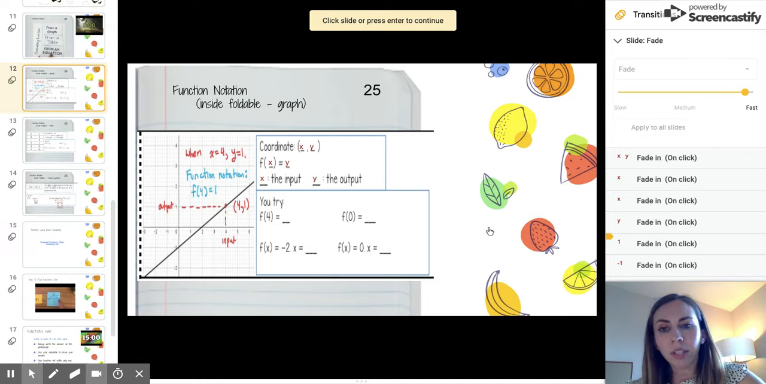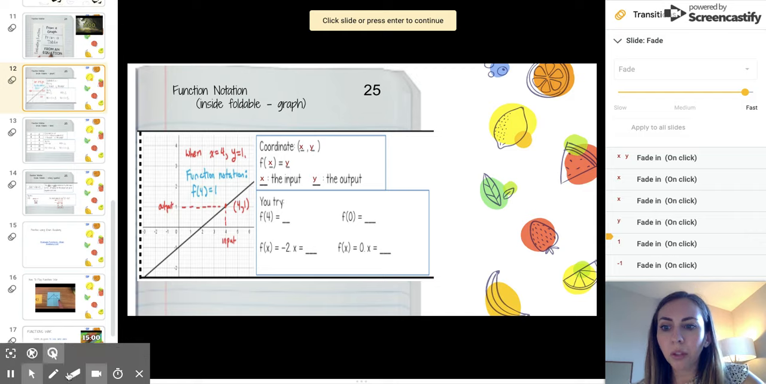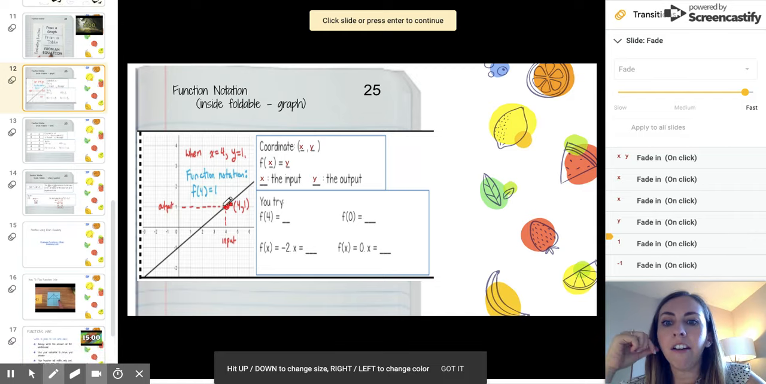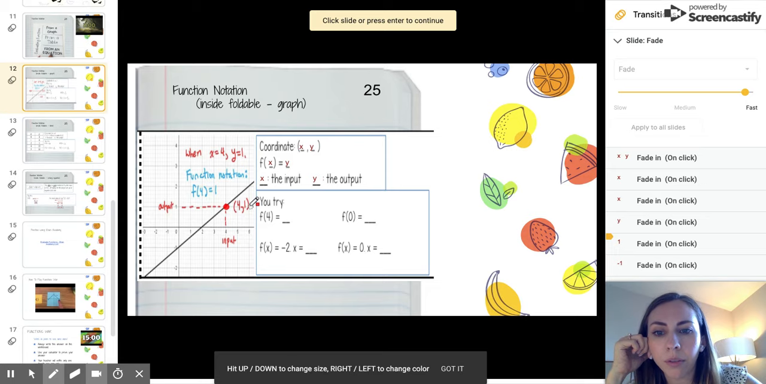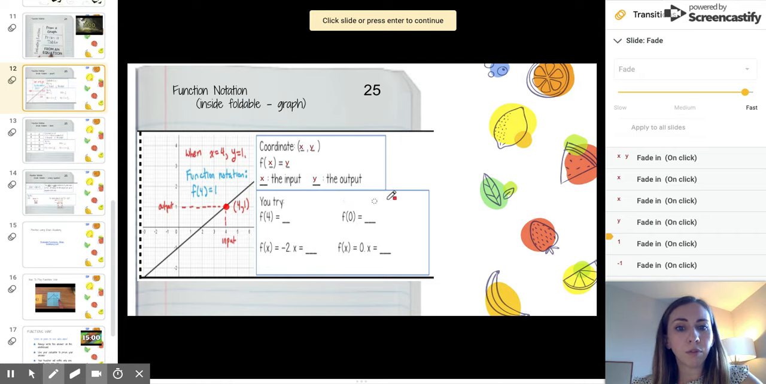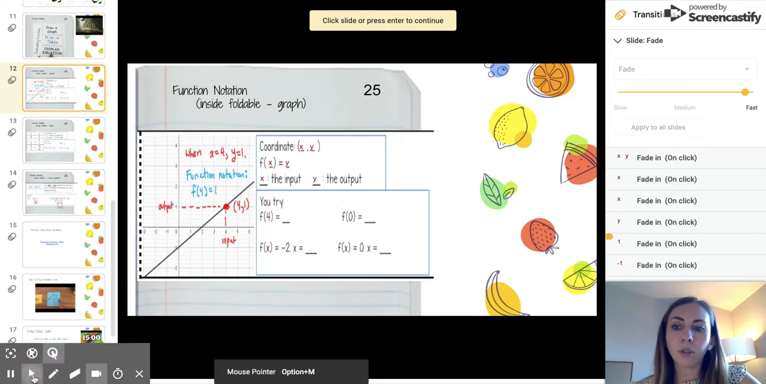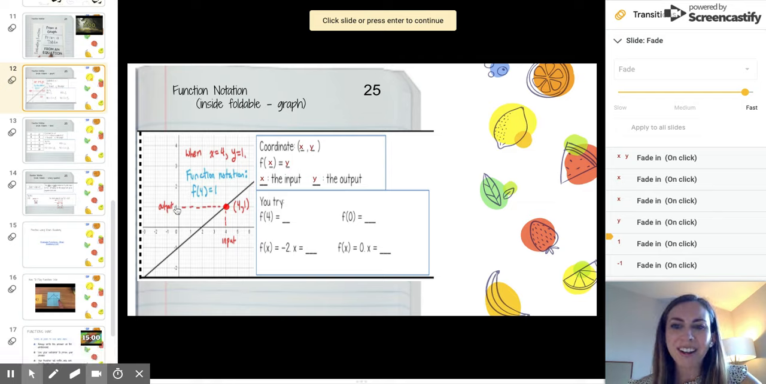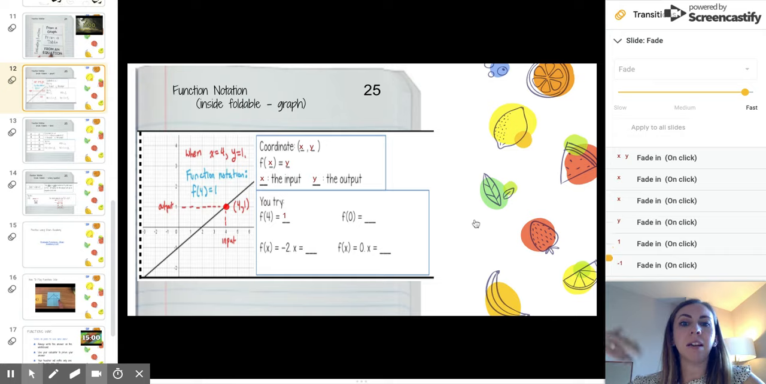Now we're going to try using this exact example here. So the first thing you're going to see is this point right here, f of 4 equals blank. So we're trying to figure out here, f of 4 equals blank. So when the input is 4, what comes out? So when my input is 4, my x value is 4, my y value is going to be 1.